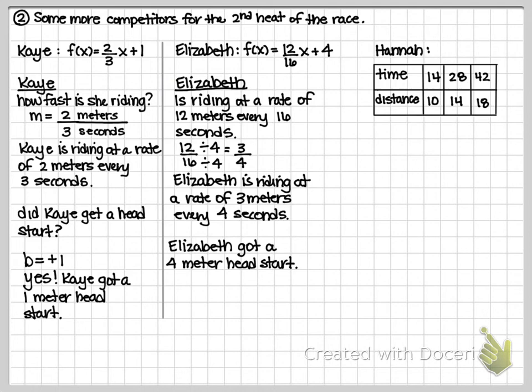Now with Hannah, what I'd like you to do is figure out the rate that she is riding. I'm not so concerned about whether or not she got a head start, but I do want to know how fast she's going. So let's see, what is Hannah's speed or rate? So remember, that's slope. So why don't you see from the table if you can figure out what the slope is going to be?